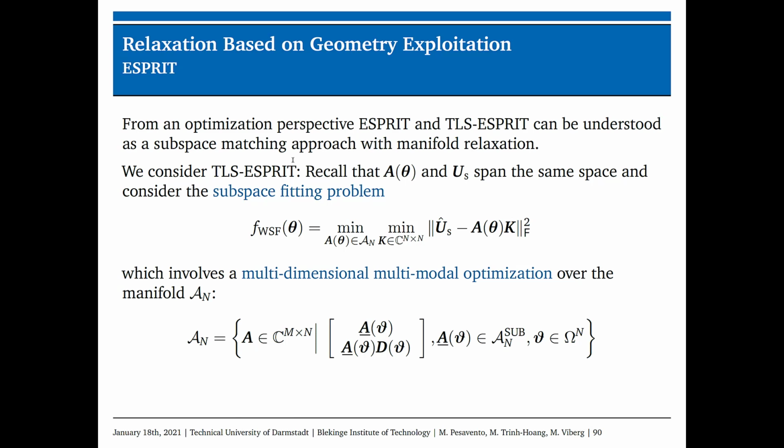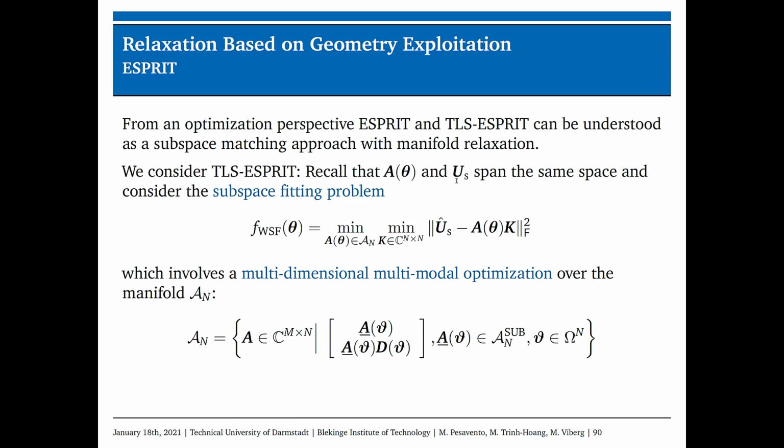Towards this goal, recall that the steering matrix A of theta for the true source directions and the corresponding exact signal subspace matrix US obtained from the true covariance matrix both span the same subspace, that is the signal subspace. Thus there exists a non-singular matrix K such that A of theta multiplied with K from the right equals US.